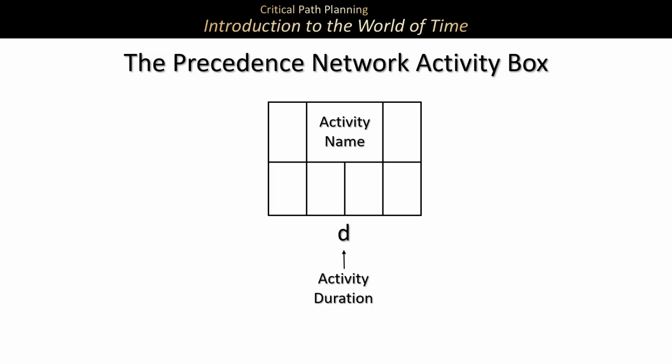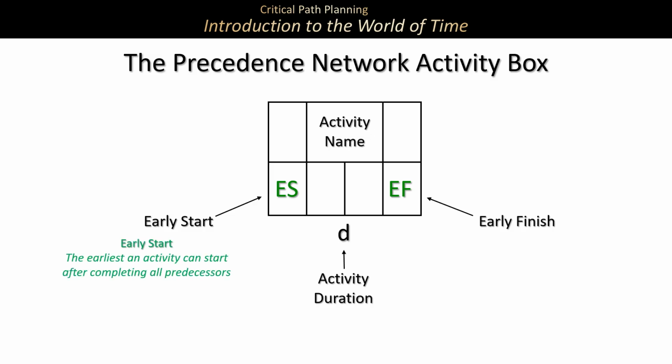The ones that we are going to be concerned with during this exercise for the forward pass is first of all the one on the left, which is the early start of the activity, and then the one on the right, which is the early finish of the activity. The early start is the earliest an activity can start after completing all the predecessors. The early finish can be calculated. It's the earliest an activity can finish, and it's equal to the early start plus the duration.